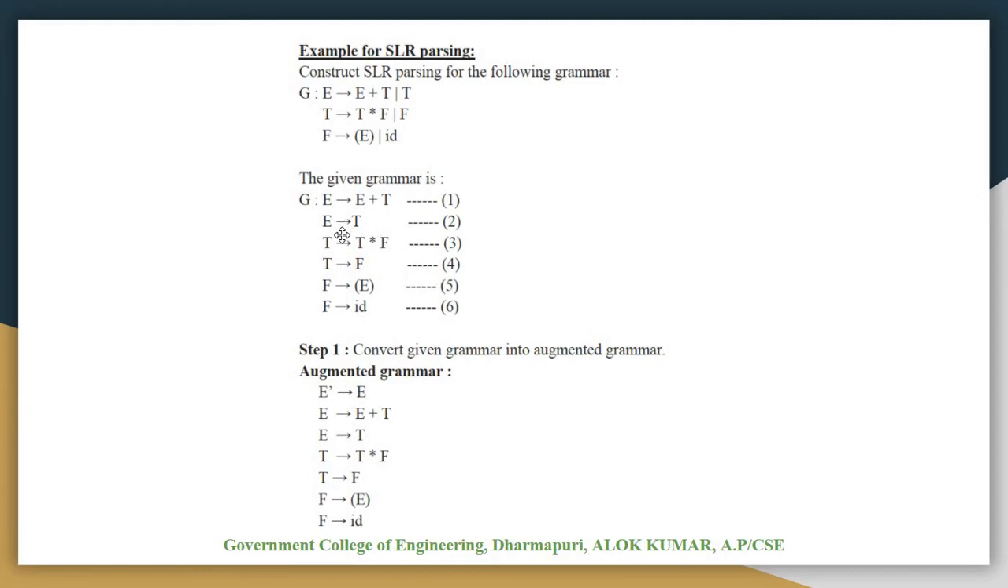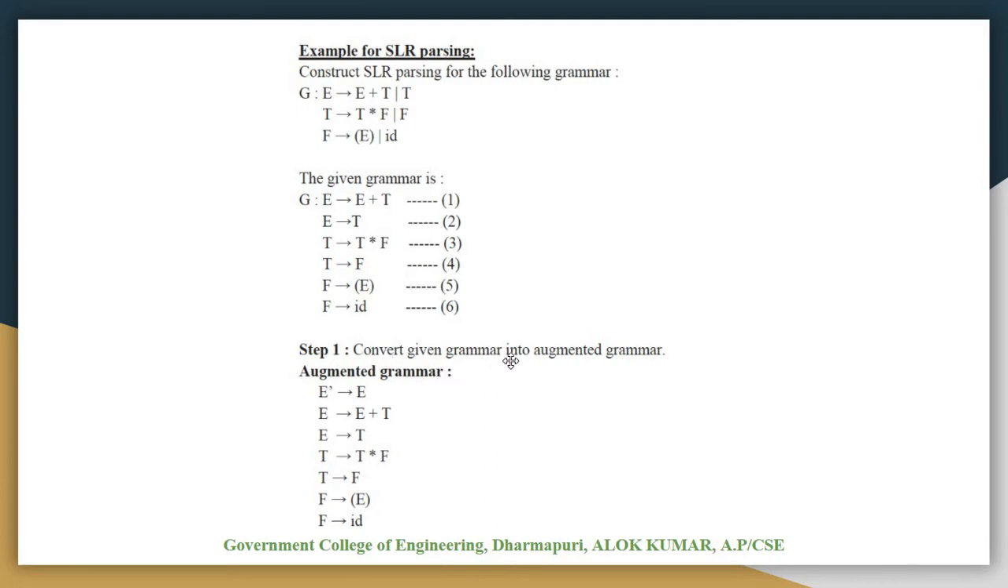Here we are initially assigning numbering, like E equals E plus T is first, second, third, fourth, 5, 6. So totally 6 production rules are there. So we have assigned these 6 numbers. Okay, these 6 numbers we will use when we do reduce, when we do the action as reduce. Okay.